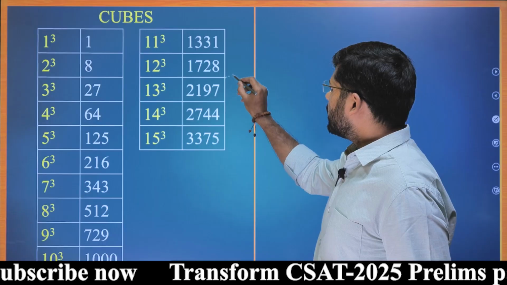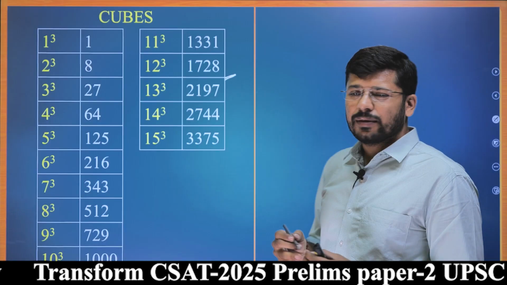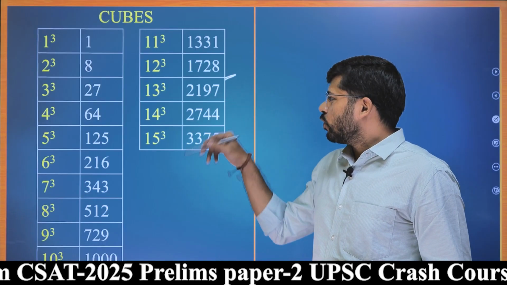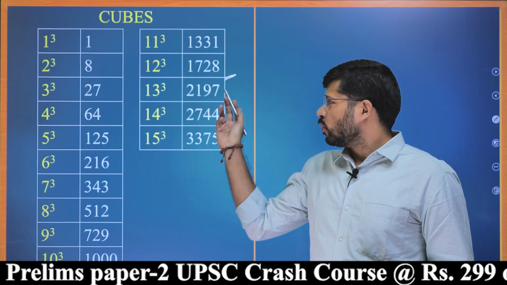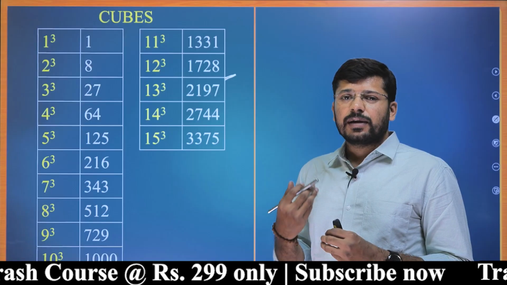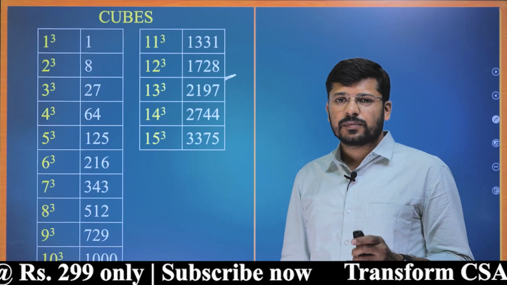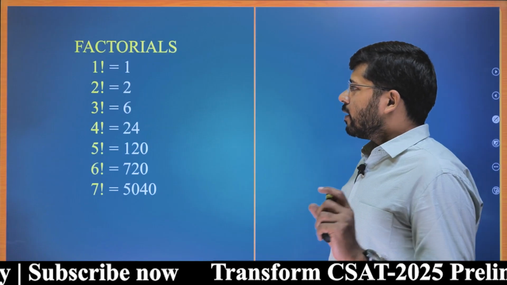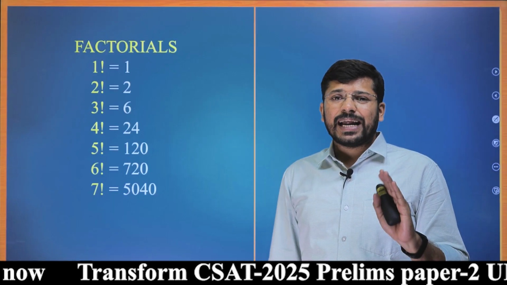Even if you have memorized till 12 cube, that should be enough. For 13 cube, 14 cube and 15 cube, just take a look at them. You might be rarely required to make use of them. Done. Then you need to memorize one last thing here.